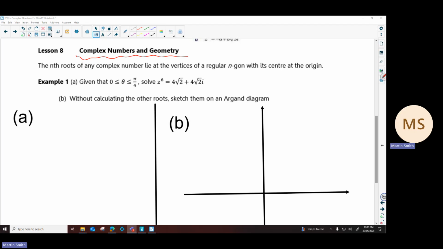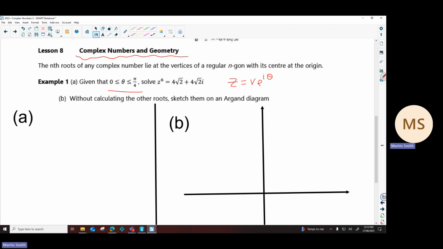So we're given that theta is between 0 and pi over 4. I'll come back to that in a second. I want to solve this equation here, and I'm giving it in the form z is r e to the i theta. That's why I want theta to be between 0 and pi over 4. So this is what we did in the last lesson.